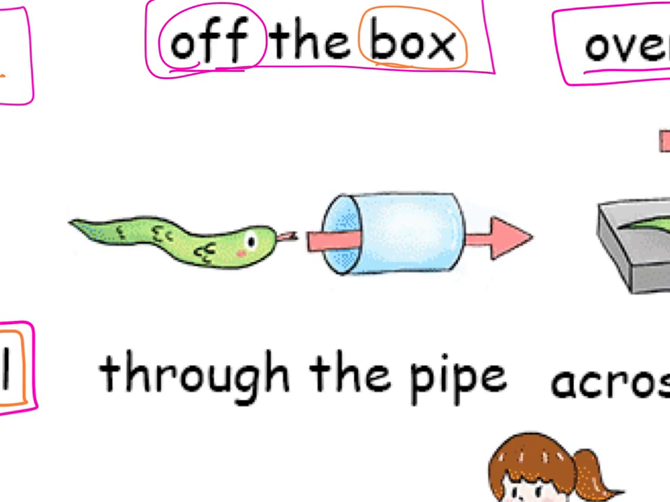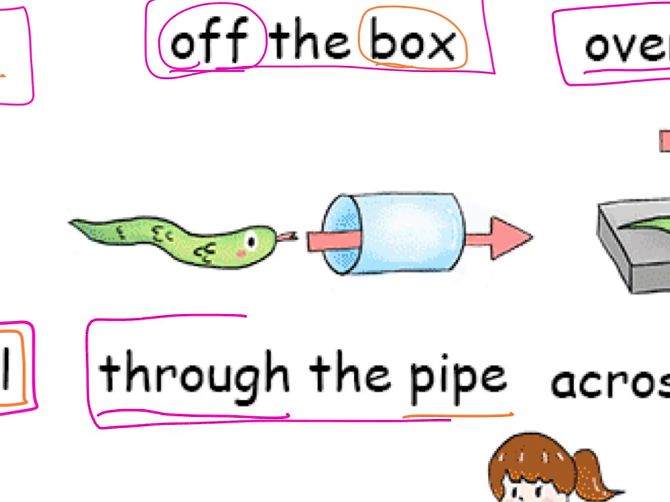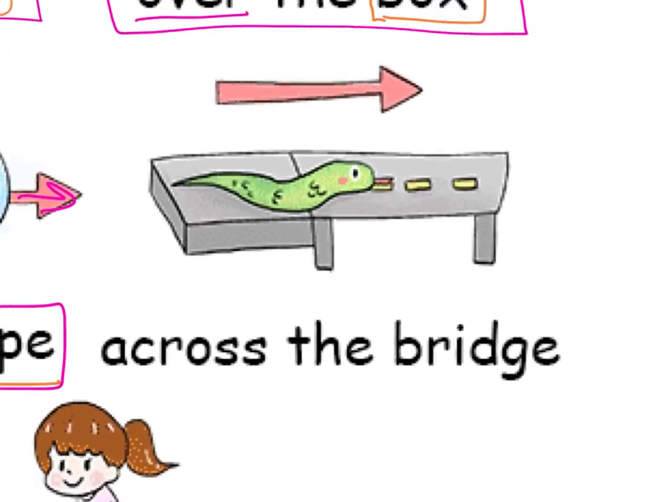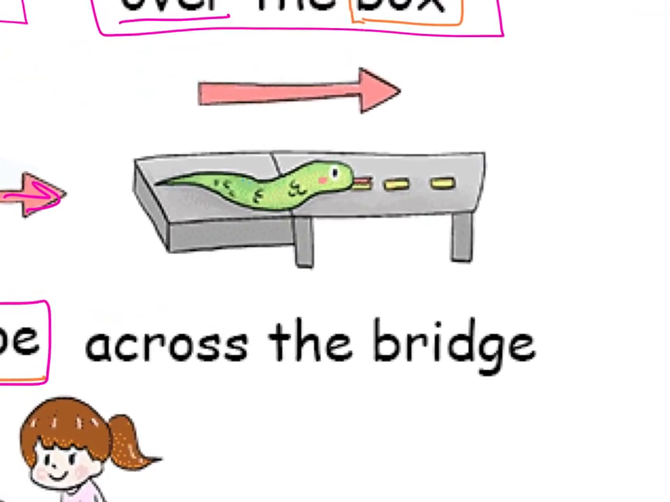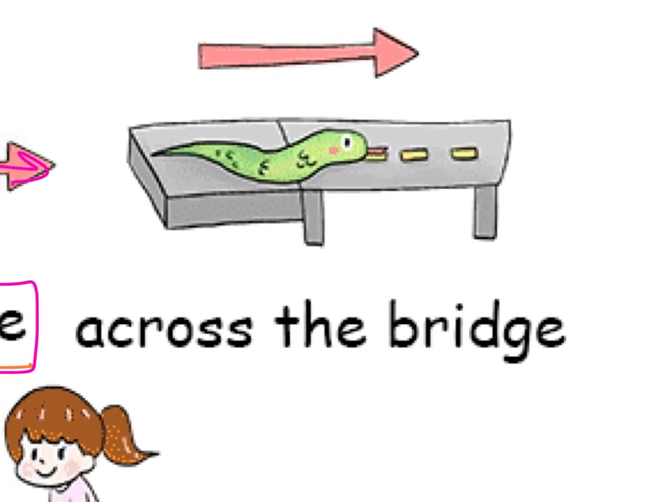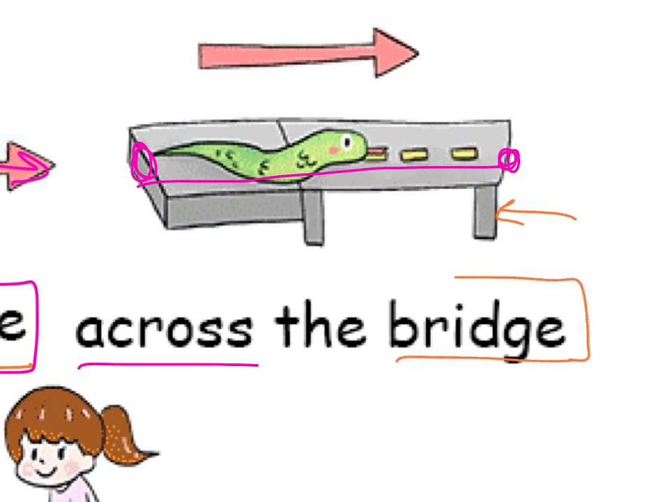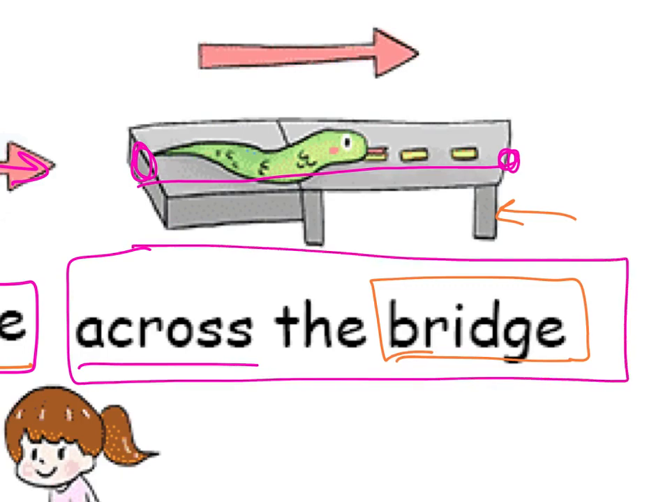Here the snake is going through the pipe. Through is the preposition, pipe is the noun at the end. The whole phrase is through the pipe. So here he goes right through. We can't see him, and he comes out the other end. Here the snake is crossing or going across the bridge. So he goes across, he starts over here, and he keeps on moving and he gets over here. This thing right here is called a bridge. That's the noun at the end. All three words are the prepositional phrase.